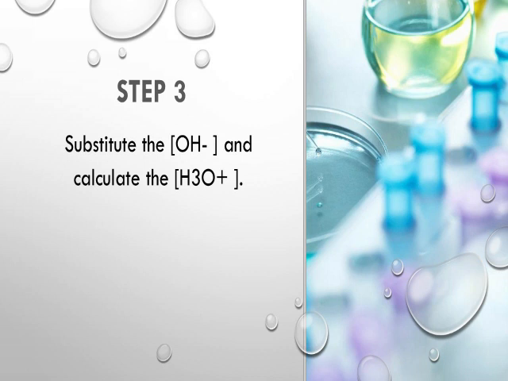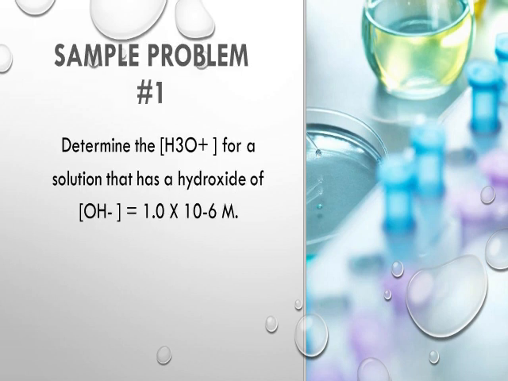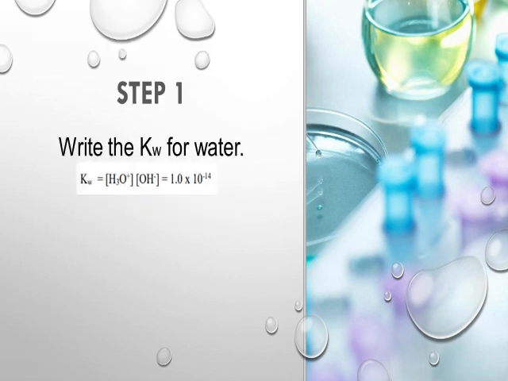Are you ready? Sample problem number 1. Determine the hydronium for a solution that has a hydroxide of 1.0 times 10 to the negative 6 moles per liter, which is denoted by capital letter M. We have the given OH is equal to 1.0 times 10 to the negative 6 M, and we are going to solve for the hydronium.